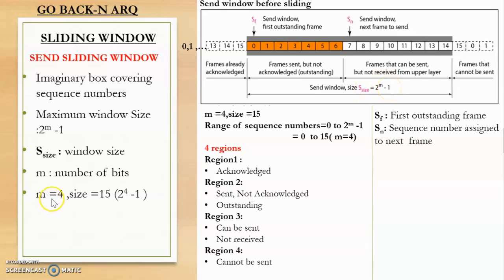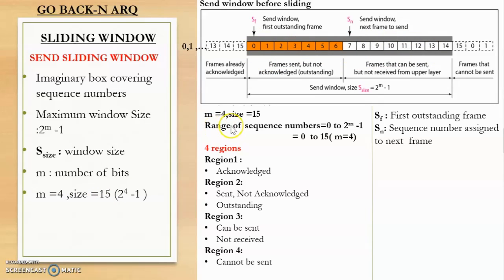So S size will be 2 raised to m minus 1. Now say for example m value is 4, then the window size will be 2 raised to 4 minus 1, that is 15. So it means that if 4 bits are required to represent a sequence number, then the size of the window will be 15. So over here in this figure, the size of the window is 15.